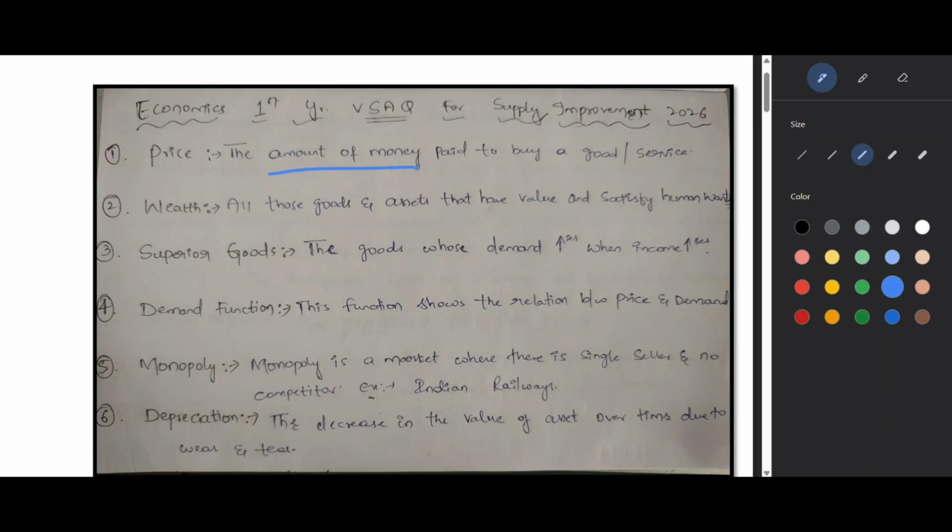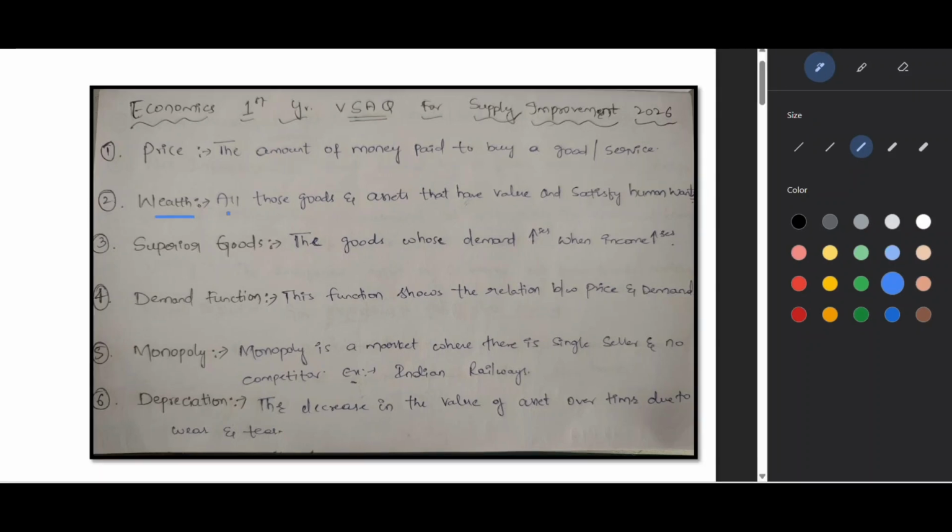First question will be price. Price means the amount of money which we pay to buy a good or service. Let's see an example. Suppose you went to any kirana store and you buy a pen worth 5 rupees. That 5 rupees will be treated as the price. Next question, wealth. Wealth means all those goods and assets that have value and satisfy human wants. Wealth means valuable things like building, property, money, all that comes under wealth.